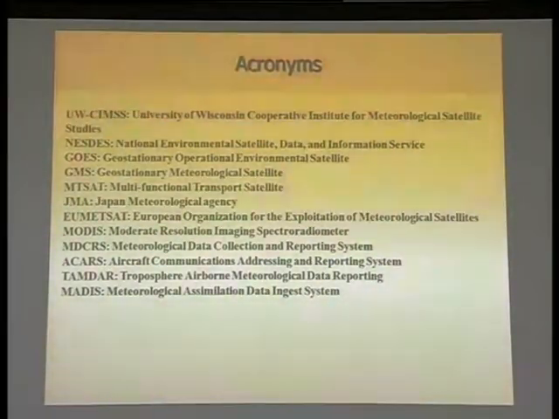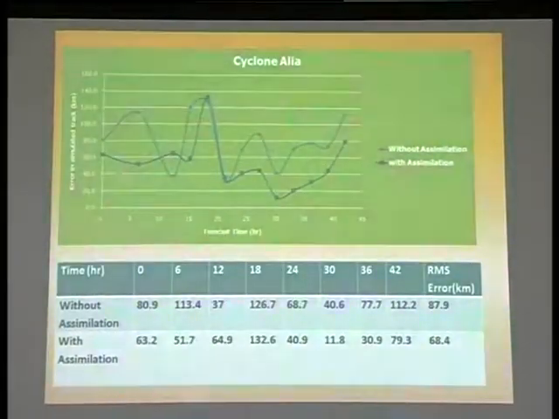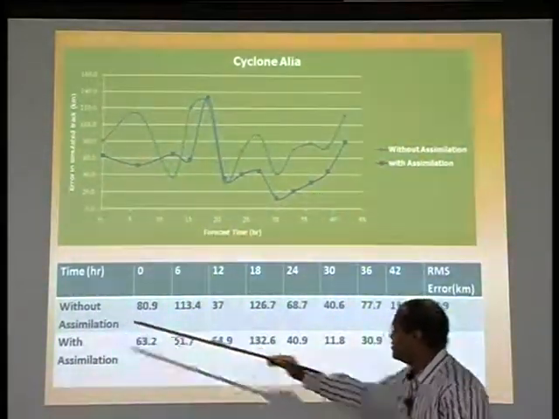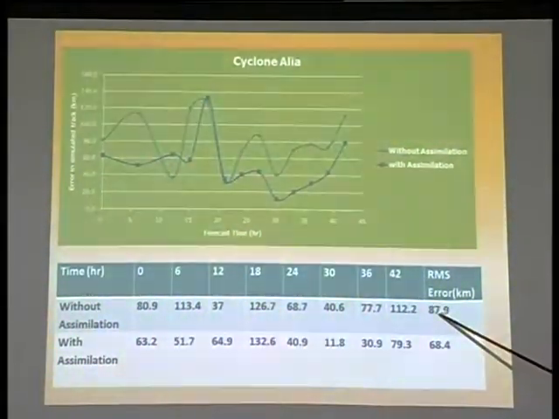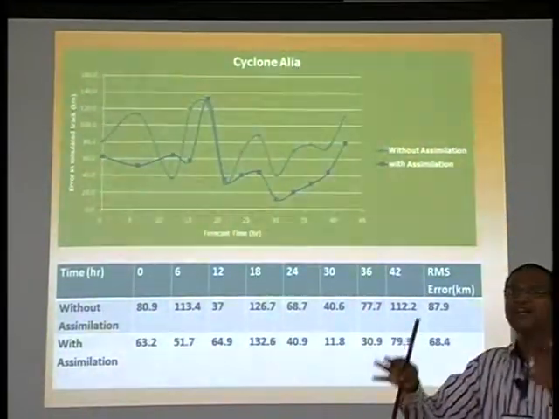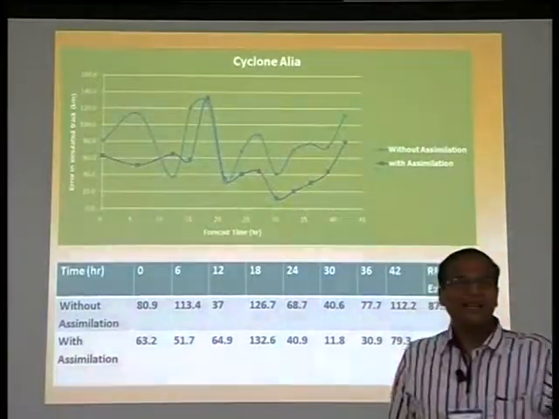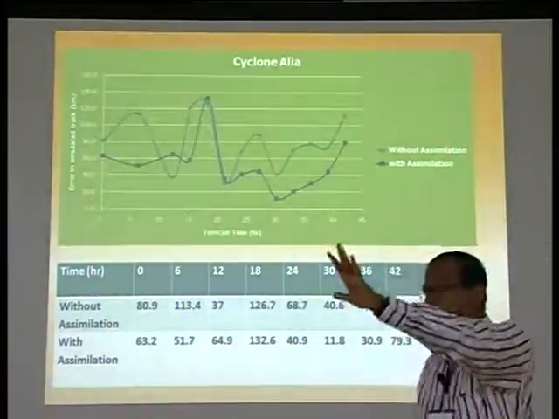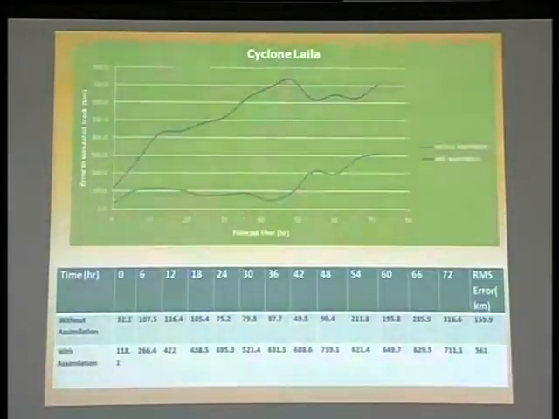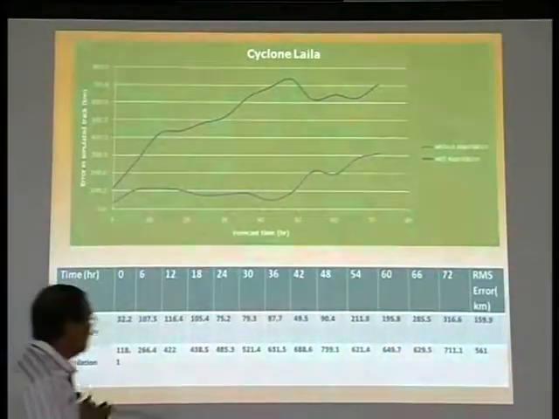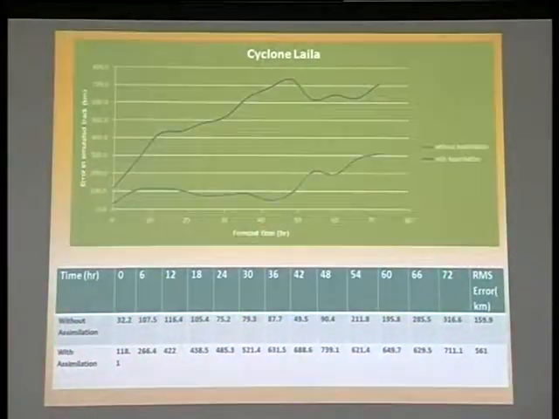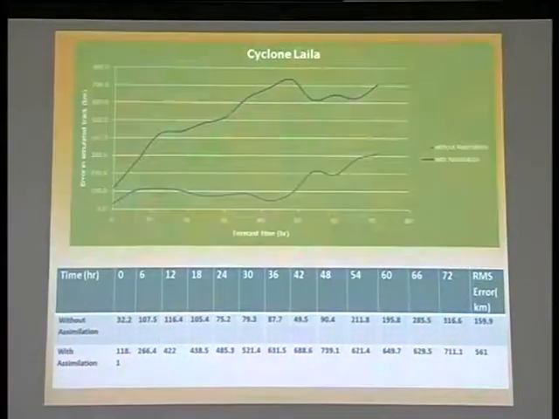This is an explanation for the acronyms. Now you can see for cyclone Laila, to cut a long story short, without assimilation the RMS error is 87.9. With assimilation, it is 68.4. This is nothing great. I have not done the radiance assimilation. This is just the data assimilation from data which is available to the community model. But the story is not so rosy, because for another cyclone, without assimilation, the RMS error is 159 kilometers. With assimilation, the RMS error is 561 kilometers.